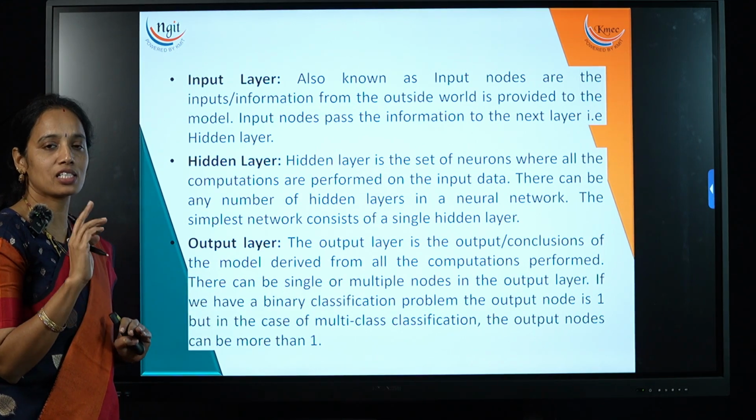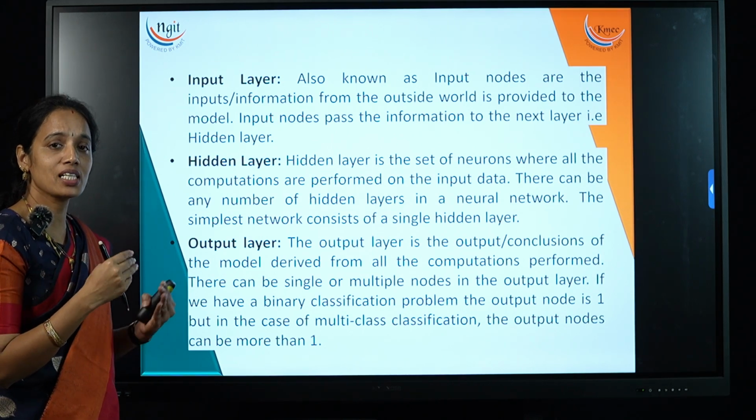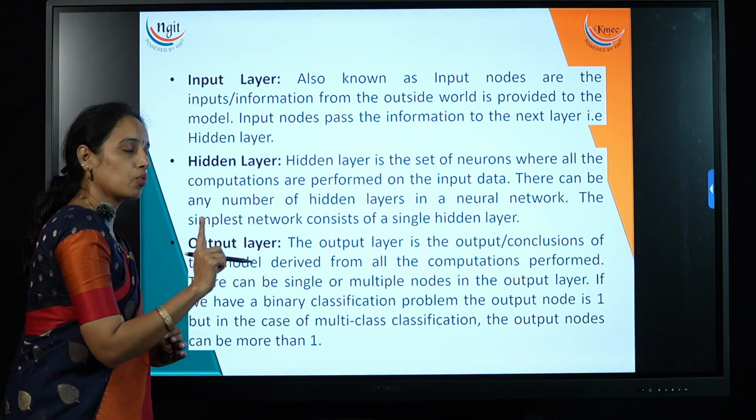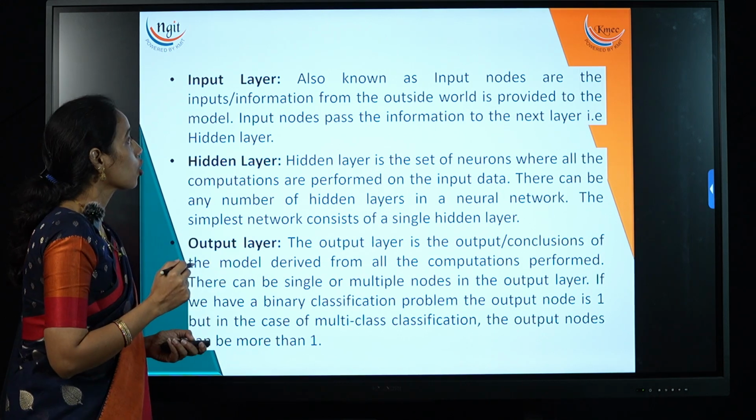We know that in binary classification we have 0 or 1, but coming to multi-class classification, it may be more than 1. That's why in binary classification the output is 1, and if it is multi-class classification it may be more than 1. That is what the output layer is.